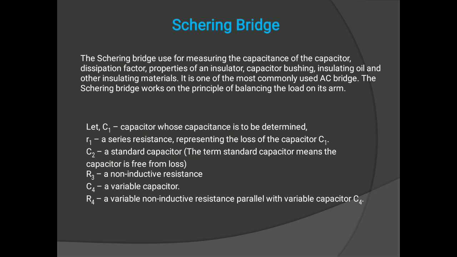Now, we will study the Schering bridge. It is one of the most important AC bridges, and it is widely used for the measurement of an unknown capacitor. Here, C1 is the capacitor whose capacitance is to be determined. Small r1 is the resistance representing the loss of the capacitor C1. C2 is a standard capacitor. R3 is a non-inductive resistance, C4 a variable capacitor, and R4 is a variable non-inductive resistance which is in parallel with the variable capacitor C4.